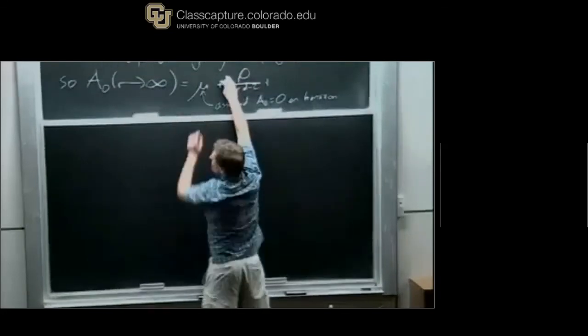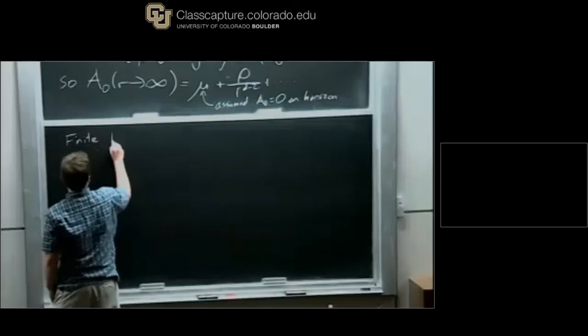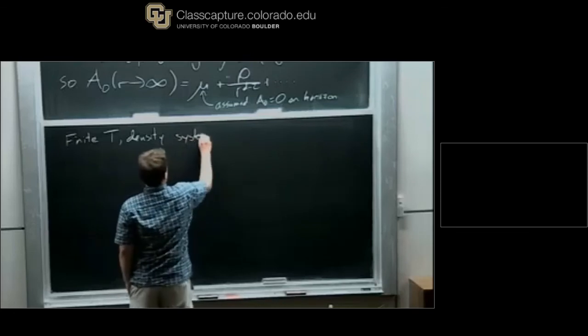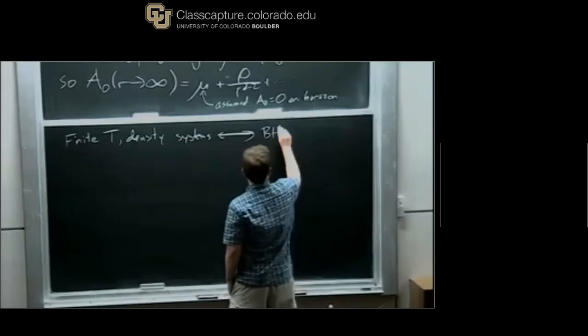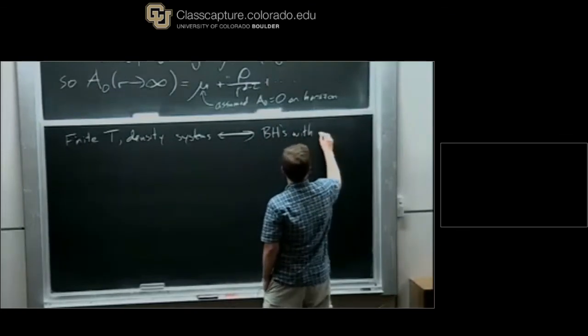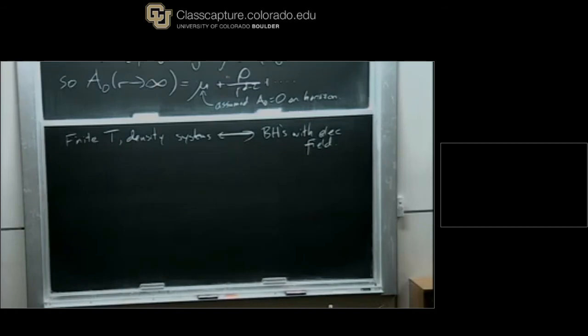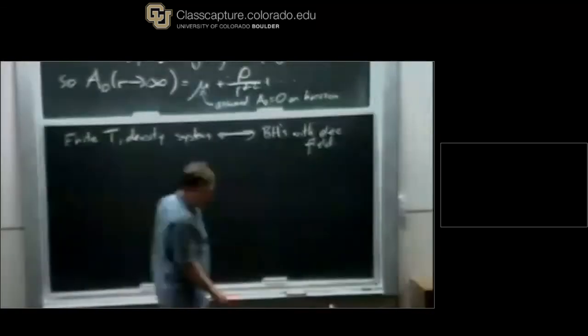So, a neat and satisfying thing that comes out of AdS/CFT is that finite temperature and density systems are dual to black holes with a gauge field, with an electric field. And so a lot of what people do when they're interested in studying certain states in the field theory is to look at black holes with horizons, with electric fields, and check out their properties, and that tells us about finite temperature and density states.